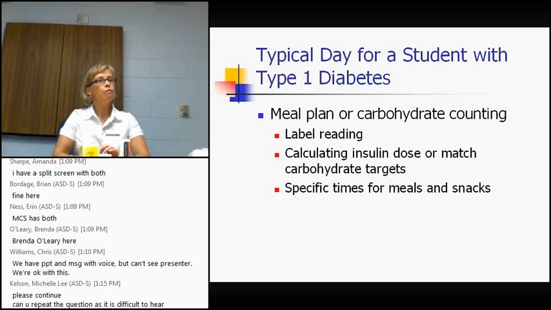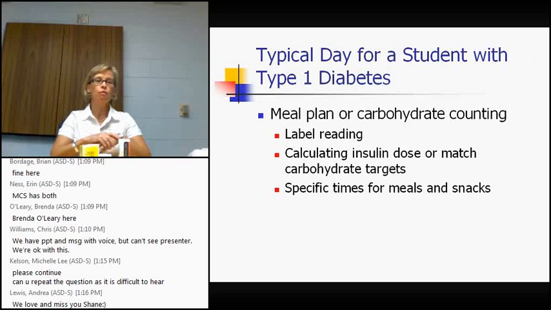No, it's just if there's going to be impact, like a football game or something like that, in most cases the children just take their pump off. There's a way to disconnect it without taking the site out. And in most cases, if they're swimming, they would take their pump off.